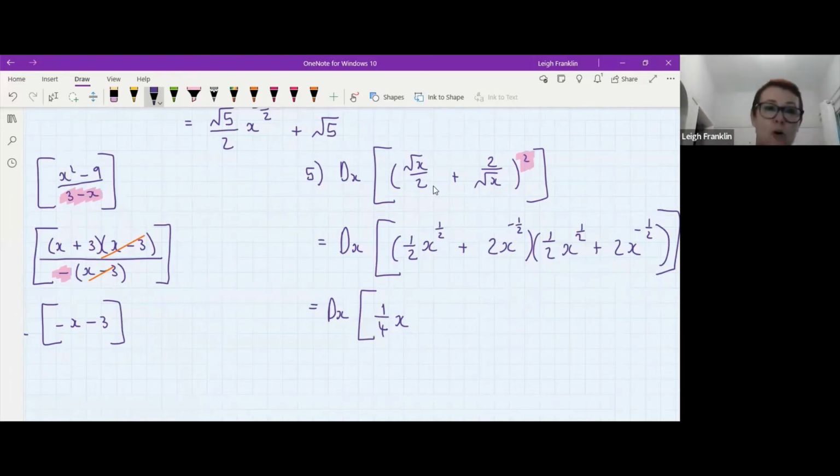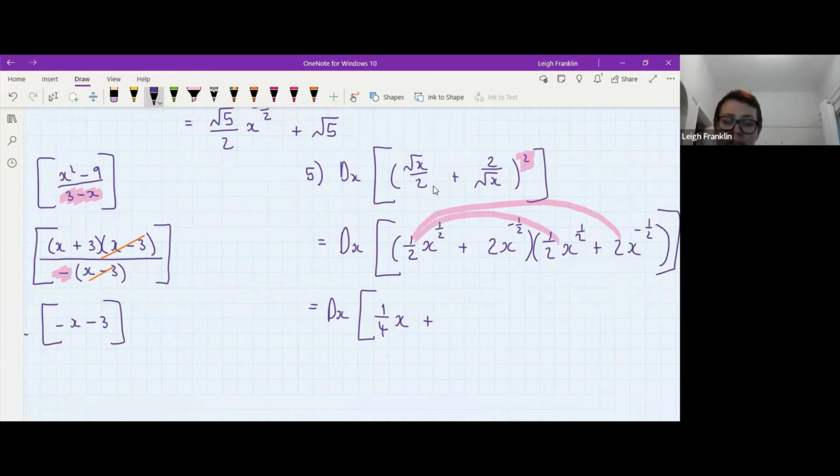Now I'm going to do the O. That was the F part of FOIL, so it was this bit. Now I'm going to do the O part. A half times 2 is 1, so it's going to be plus invisible 1. And then when I multiply like bases, I add my exponents.